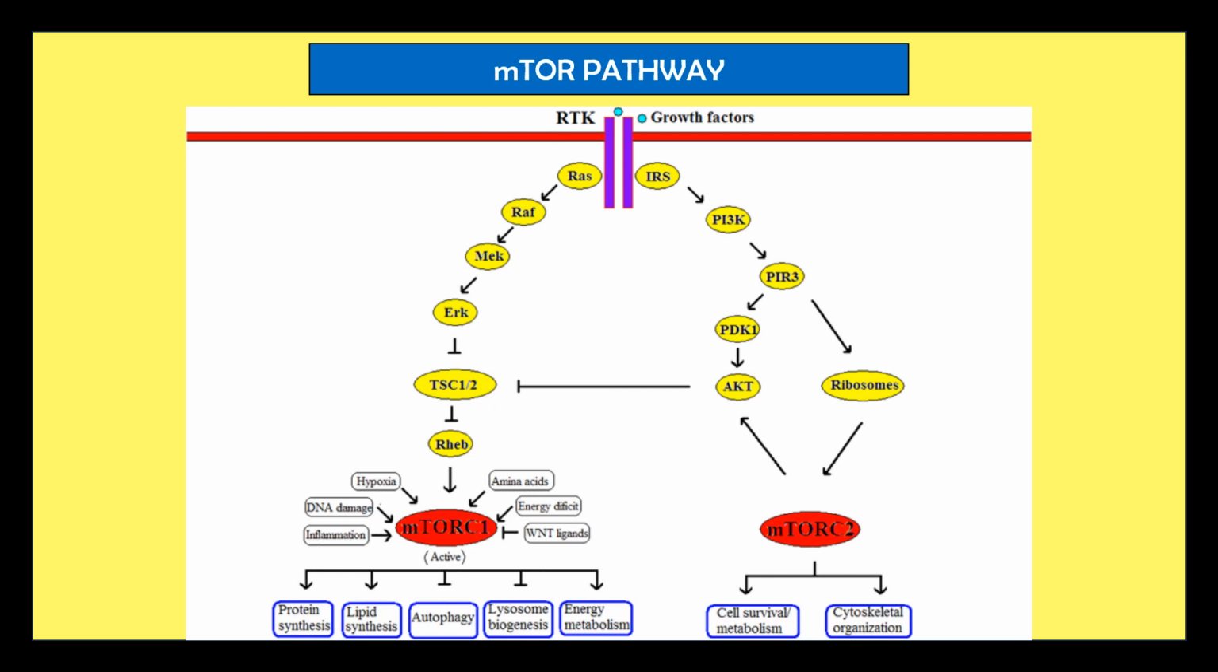So, in summary, with growth factor, active PI3 kinase activates AKT, which inactivates TSC2, and active Rheb GTP activates mTOR, that is complex 1, and there we can see the cell growth.